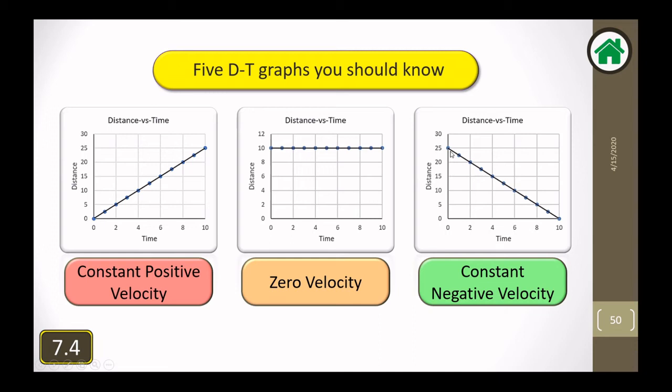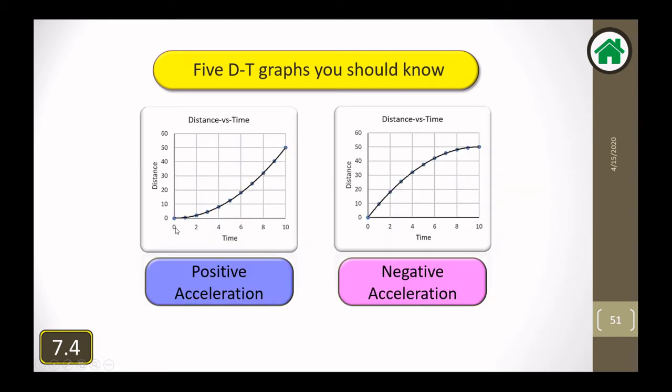If we see a straight line that slopes downward, then that indicates constant negative velocity. The object is still traveling the same distance for each amount of time, but it is heading back towards the starting point instead of away from it, so the line slopes downward. If we calculate the slope of this line, we would get a negative number. Now, if we see a distance versus time graph that is curved, that indicates acceleration. It could either be speeding up or slowing down.